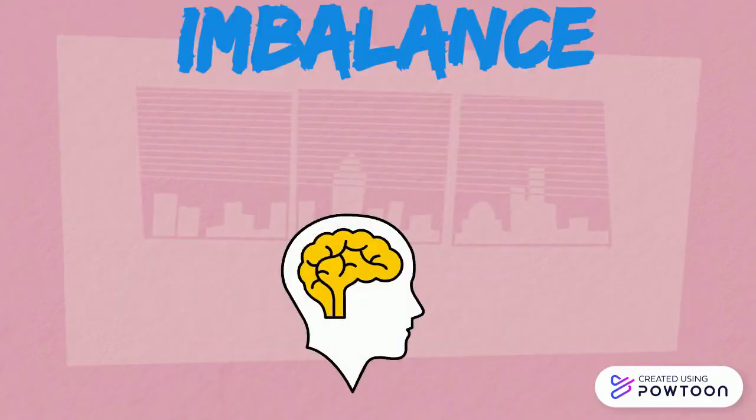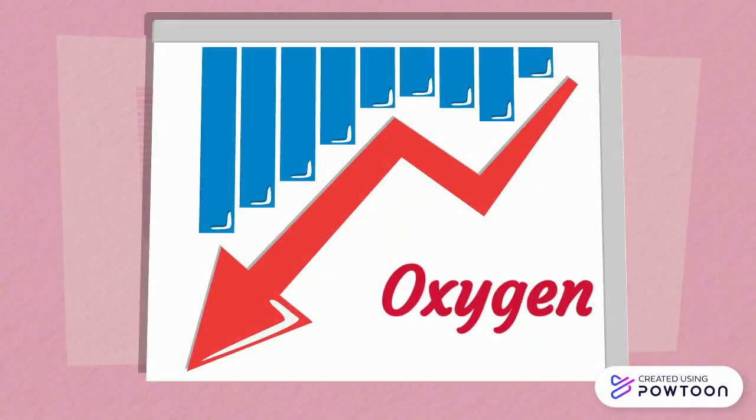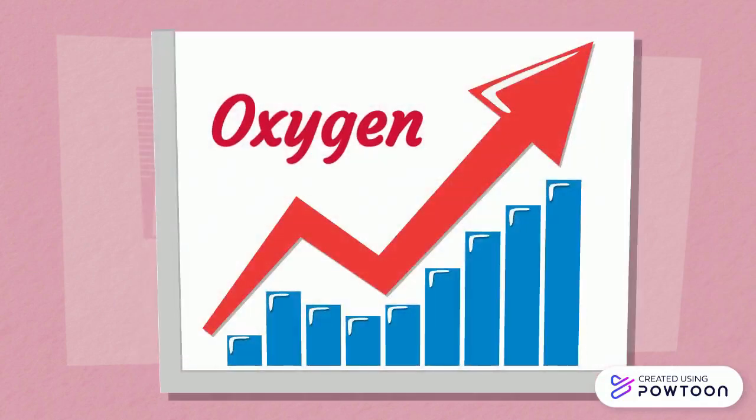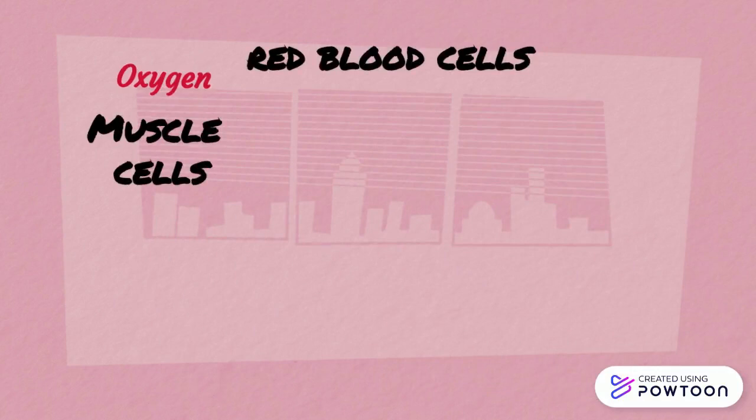Now, the imbalance will be solved because body organs work together to counteract the stimulus, which is the deficient amount of oxygen in the muscle, by increasing the normal oxygen supply to maintain balance. To summarize, muscle cells receive oxygen from red blood cells in order to continue their function.